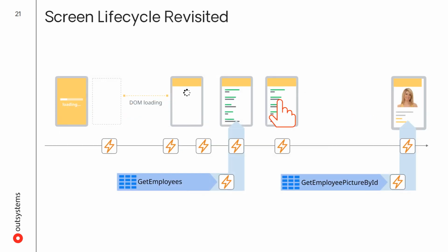Let's revisit the screen lifecycle with our example scenario. When we first access the application, the screen initializes, which triggers the getEmployees aggregate. Here, we already have the main difference from the first example, since only one of the two aggregates runs. The screen then gets ready and renders, and when the aggregate finishes, it renders again to display the data. Finally, when a user clicks on an employee's name, the onClick event executes an action that will trigger the getEmployeePicture by ID. When that finishes, the screen re-renders to display the new data.